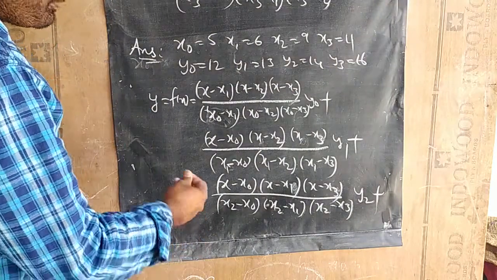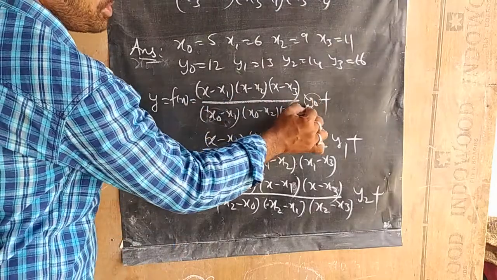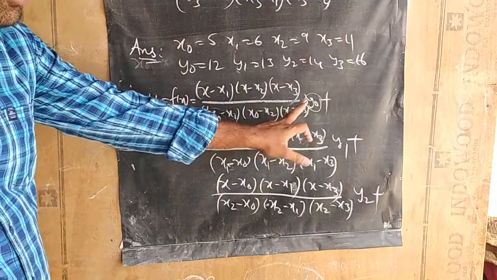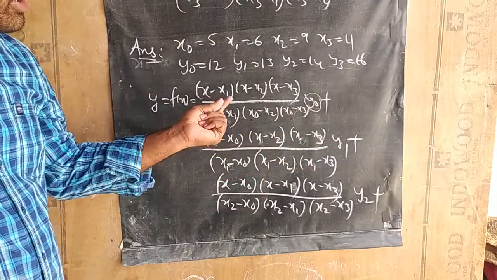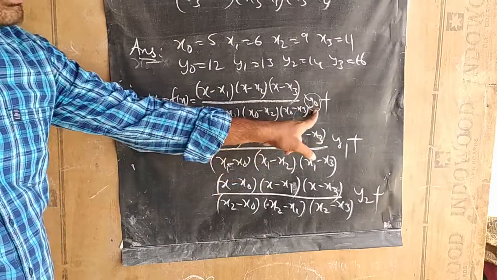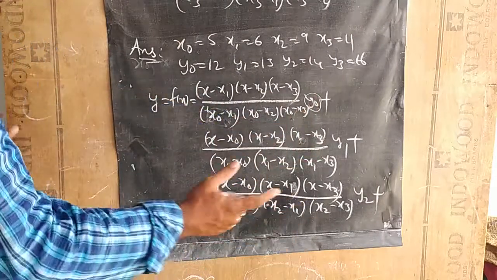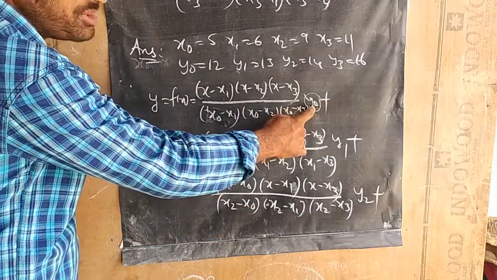Listen carefully, students. In the numerator we are starting with the 0th term, the initial term. Whenever y0 is there, in the denominator it will start with x0, and in the numerator it is 1, 2, 3. Every term will be there, because it is starting from 0. But which term is missing? The 0 term will be missing. Whatever number is mentioned here, that term will be missing.